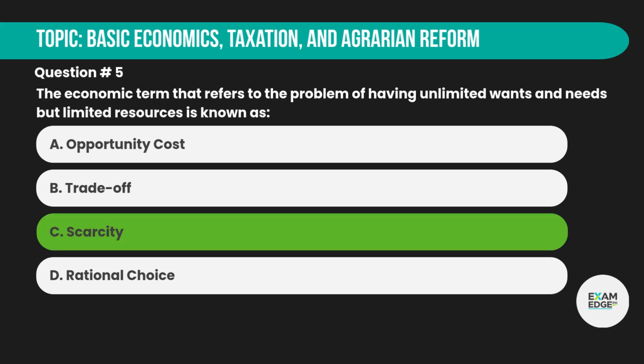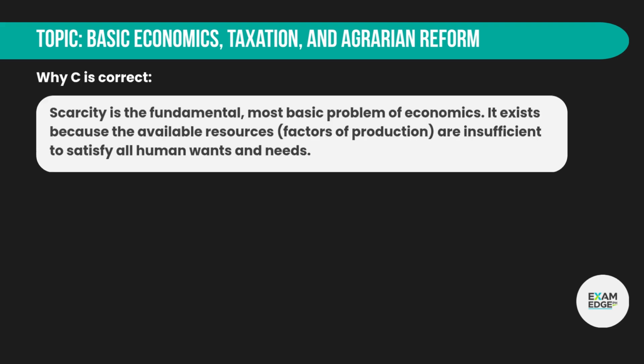Correct answer, C. Scarcity. Why C is correct? Scarcity is the fundamental, most basic problem of economics. It exists because the available resources, factors of production, are insufficient to satisfy all human wants and needs.